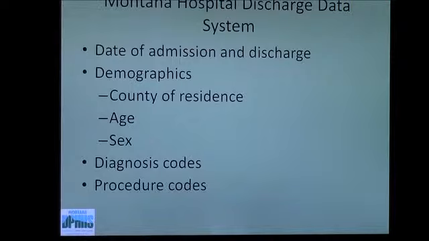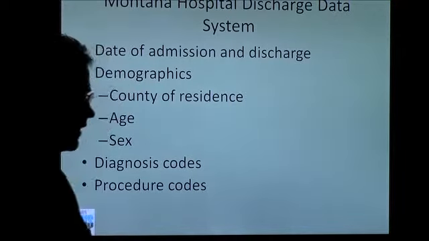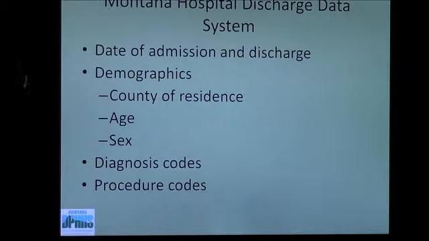We don't get personal identifiers, and that comes up a little bit if people are, say, readmitted. If someone comes in for a condition, they're discharged, and they get readmitted, then we don't have a way to sort those out, which is standard with hospitalization data, something that happens nationwide. We get diagnosis codes, which we're going to talk a little bit about. We get procedure codes, so we know if a procedure has been performed on someone.